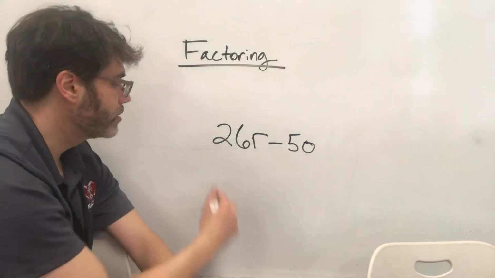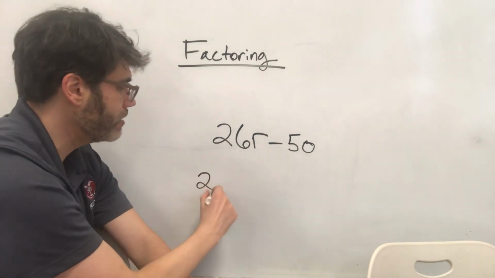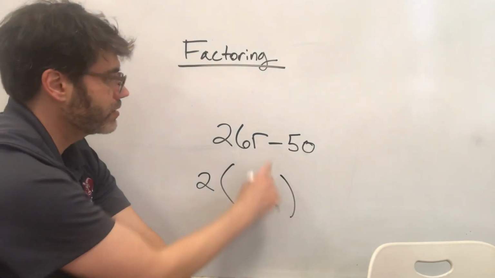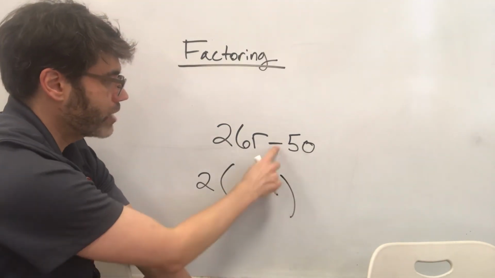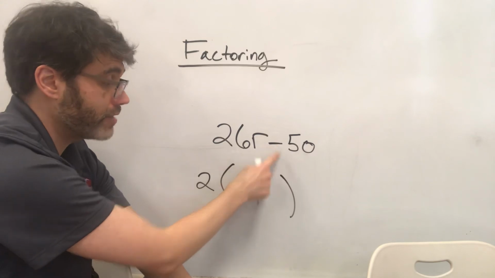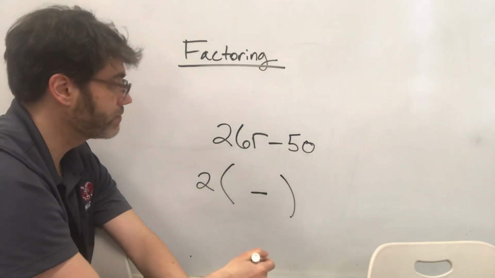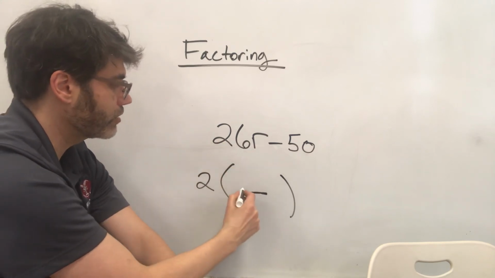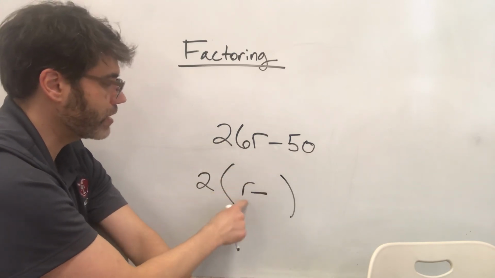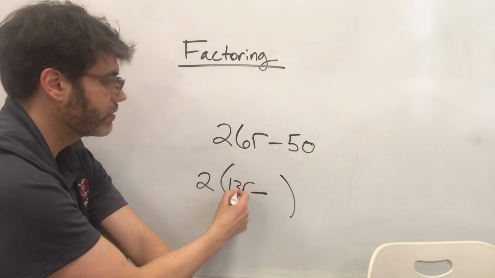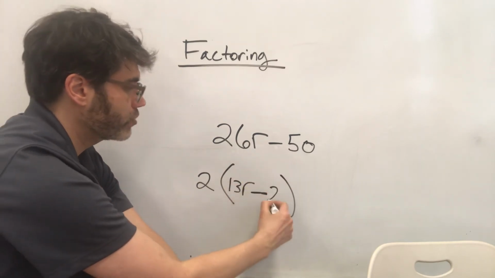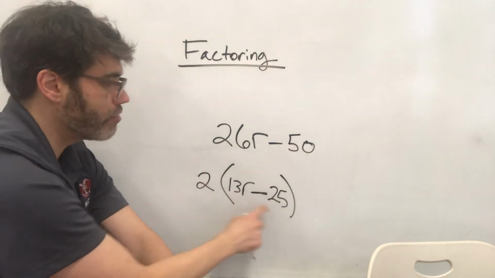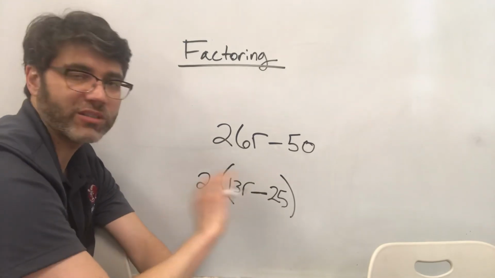That's okay. So we'll bring 2 on the outside times, and we'll put this subtraction sign here. By the way, if this was a plus sign, we would bring the plus sign down. It's okay. Okay, so 2 times what gives us back to 26r? 2 times something r, how about 13? And 2 times what is 50? 25. And there's no common factors between these two terms, so that's as much as we can go.